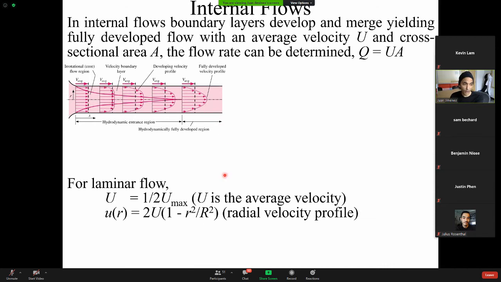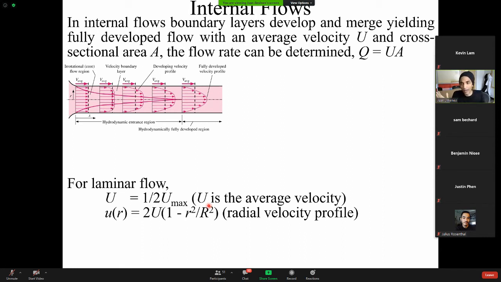And we found that for laminar flow, your average velocity was equal to 1/2 U max. Then the radial velocity profile looks something like this, where little r is the position along the radius and big R is the radius of the pipe.